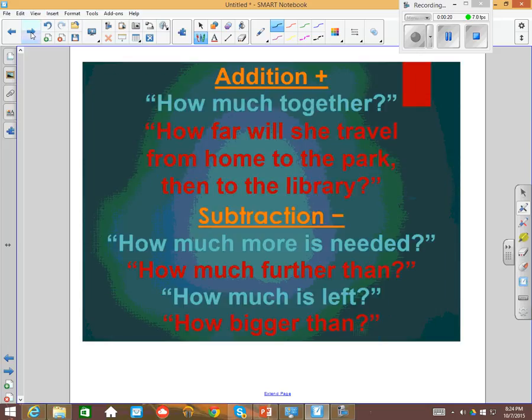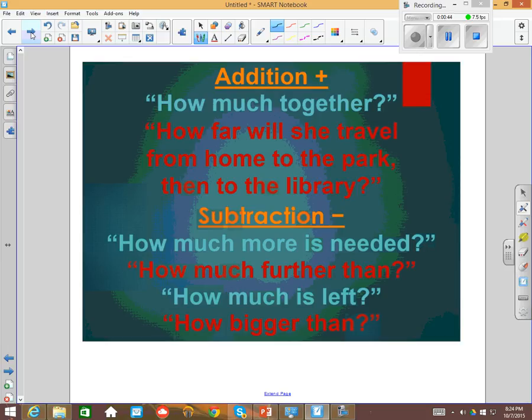These phrases can be addition, how much together. Now, this doesn't work all the time when you see addition, but sometimes. But pay attention to these key words. If it says, how far will she travel from home to the park? That's addition. Then to the library.